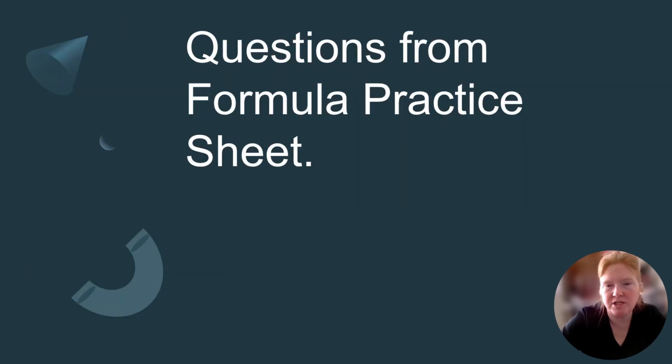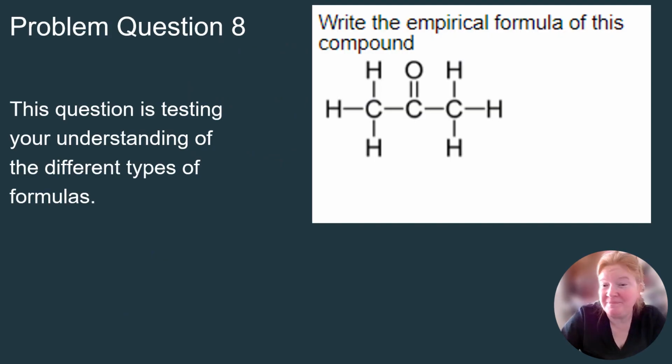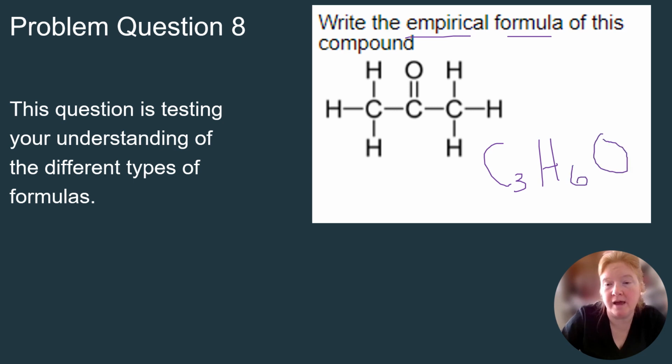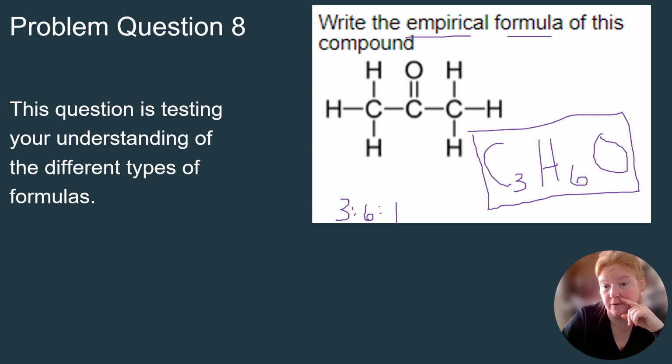All right, now questions from the formula practice sheet. This question is just testing your understanding of formulas. Write the empirical formula. So let's count it out first. C3, H 1, 2, 3, 4, 5, 6. O, there's only one of them. So if I want to reduce it, I have to look at the ratio. 3 to 6 to 1. Can I reduce that? No. So this is the correct answer. Okay?